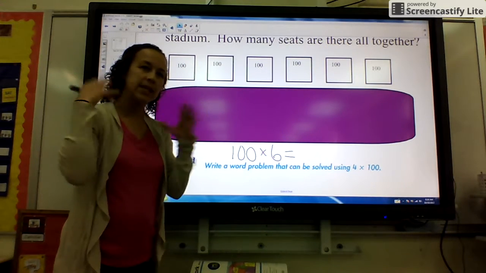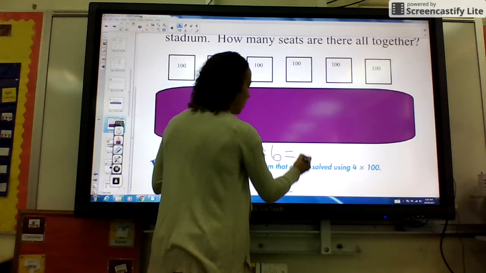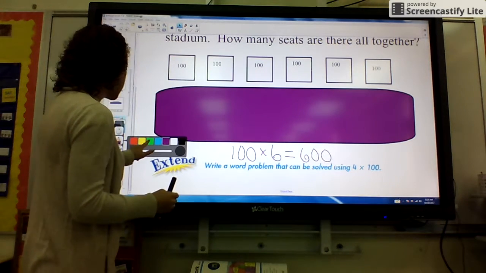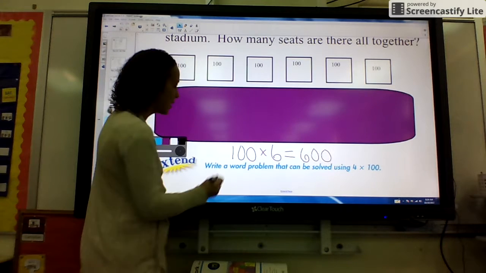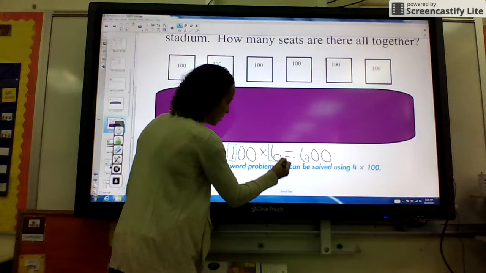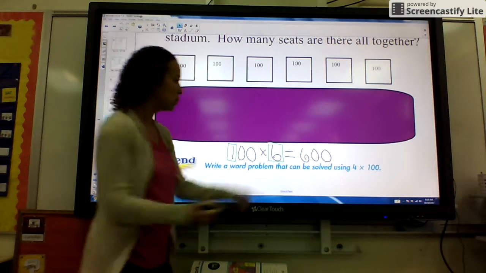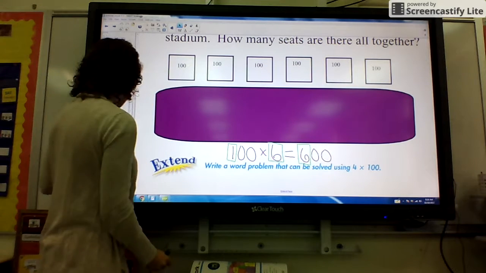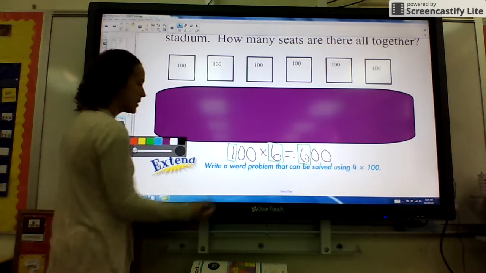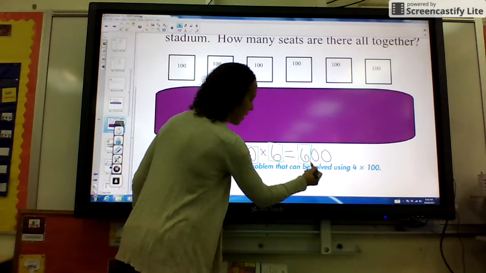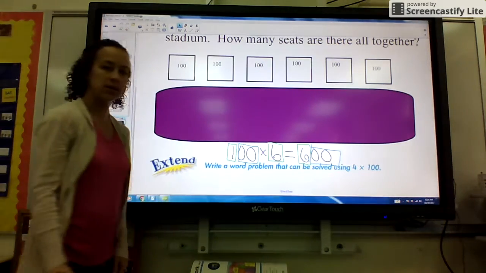I'm hoping your mind's kind of turning some wheels in there. We already know this is 600, but let's take a look here and see if we can figure out where that 600 really came from. I can say that I have 1 times 6, which we know is 6. I could then even take it a step further and say, well, I had 2 zeros here, and now I have 2 zeros in my answer.